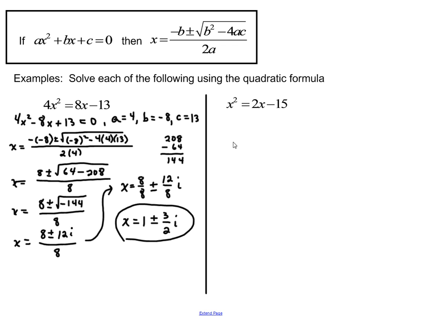All right, let's try the next one. We've got x squared minus 2x minus 15, same deal, right? We have to set this to 0 before we even begin. And so setting to 0, we get x squared minus 2x plus 15 is equal to 0.